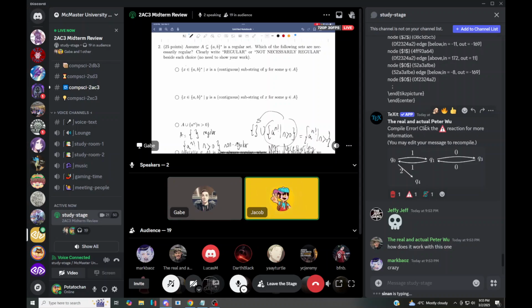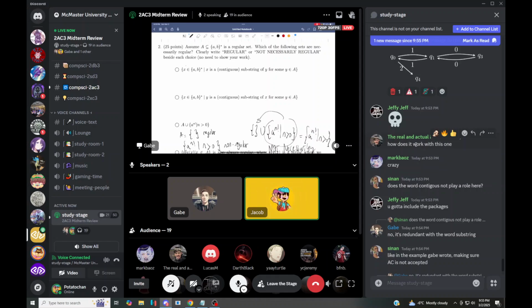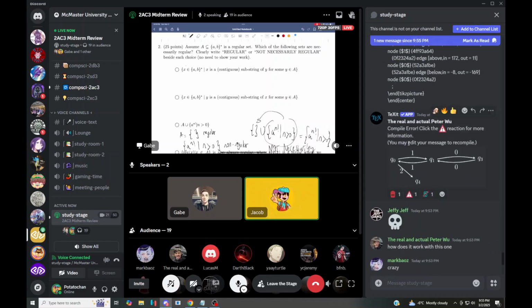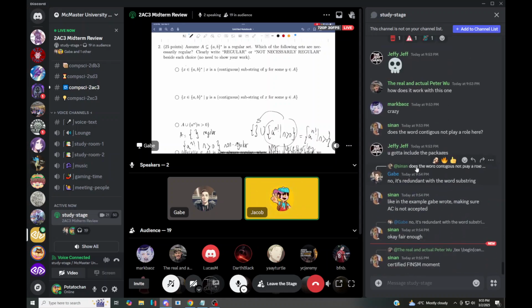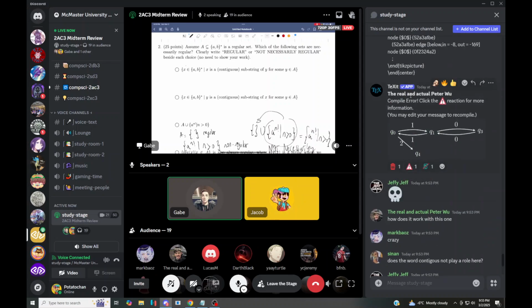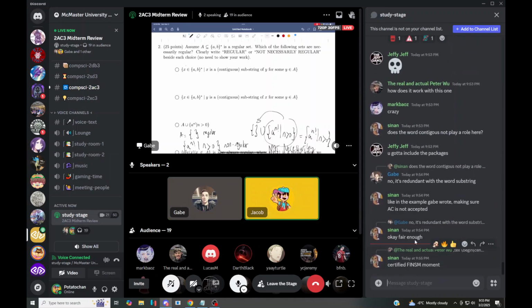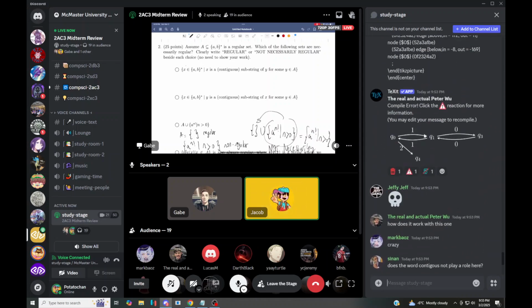Peter, are you asking how the whole idea of making every state accepted and making every state a start state works for this graph? I just want to clarify I'm understanding the question correctly. Gabe, can you open his picture from the text? Yes.